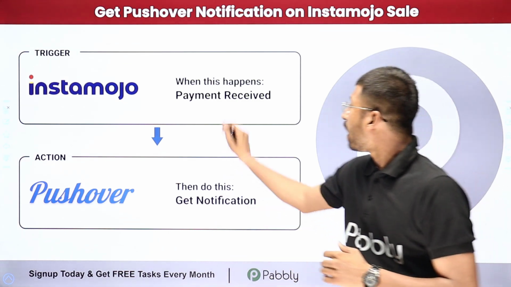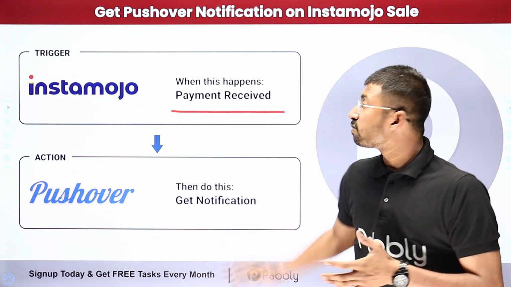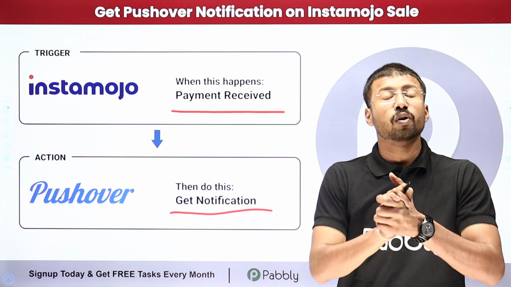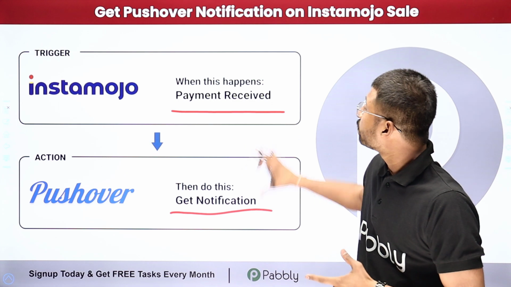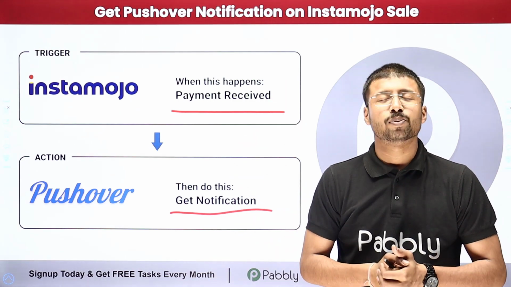In this automation, as the payment is received on our Instamojo account, the payment details will automatically be sent to Pushover, and using Pushover, we will get the notification on our mobile phone or desktop device. Now, if you want to learn how you can set up this complete automation all by yourself, you just have to come with me to my screen.